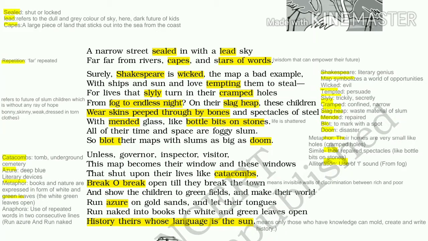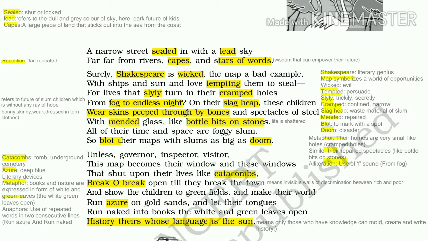As I said, they live in narrow lanes, and without any hope of betterment, they are away from the natural beauty, and even education is not meant for them. In the sense, a narrow street sealed means the lanes in which they are living are sealed in with the lead sky, meaning they live in an area where their world is dark and their future is bleak, with no hope for improvement, and they can visualize only a narrow path enclosed by a dull sky that keeps them miles away from the vast natural world of rivers, mountains, and stars.